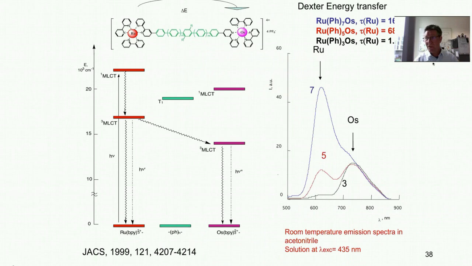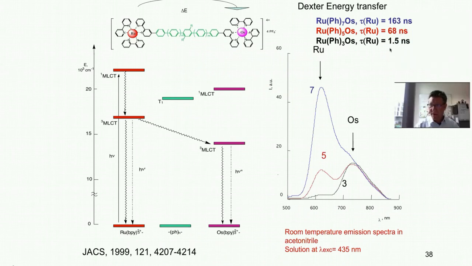And okay, here you see, of course, the rates. So it goes from 1.5 nanosecond transfer time to 68 to 163. And 163 is close to the lifetime of the ruthenium system itself. So for 7, you only see the emission of the MLCT state of the ruthenium, this one here. And so the transfer has become less efficient. So in this case, they studied the efficiency of the Dexter energy transfer, or the rate of the Dexter energy transfer, as a function of the medium in between the 2 units.